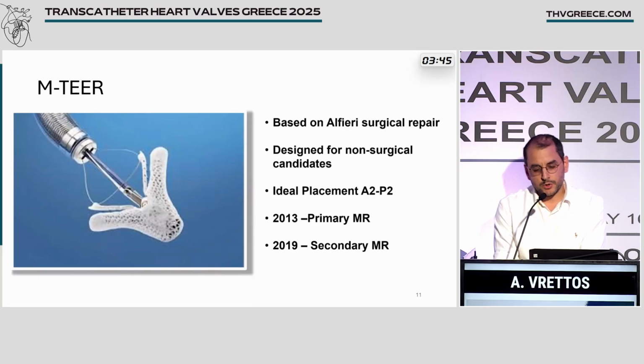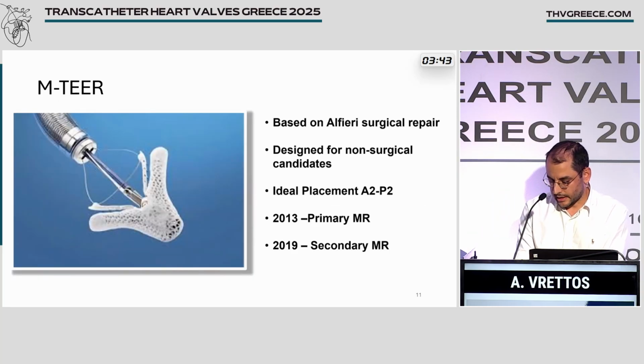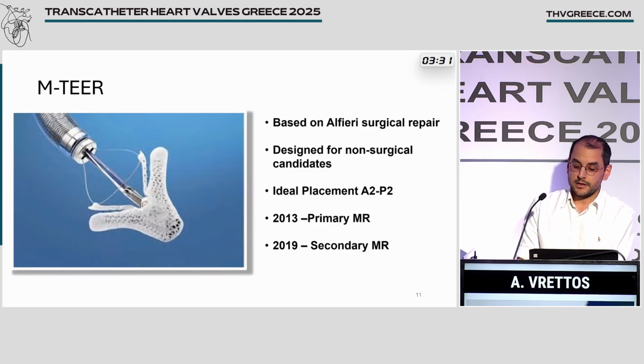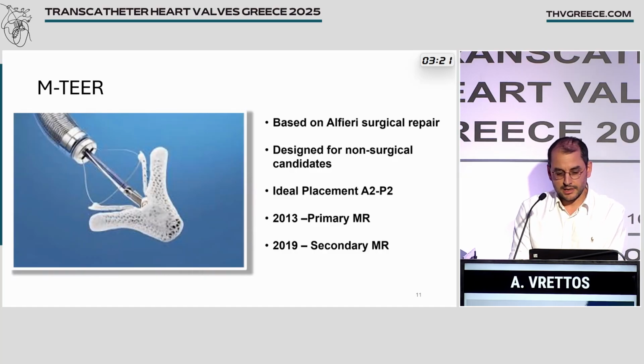Now, the other landmark procedure that interventional echocardiography is very important for is mitral edge-to-edge repair. This is based on the old Alfieri surgical repair, where a stitch is placed between the anterior A2 and the P2 scallops of the mitral valve. It was first approved in 2013 for primary MR. Now the indications and the patient candidacy have expanded significantly.